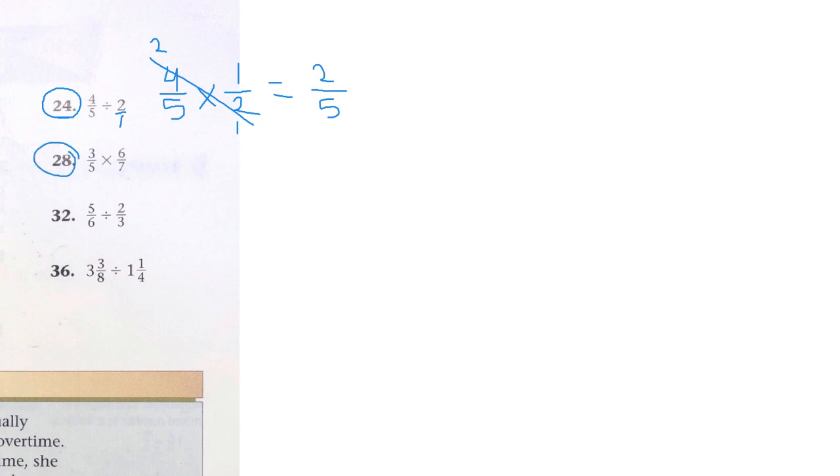28 is already multiplication, so we don't have to invert anything or change any signs, but we can see if there's any cross canceling. No, there is not. So we multiply. 3 times 6 is 18. 5 times 7 is 35.